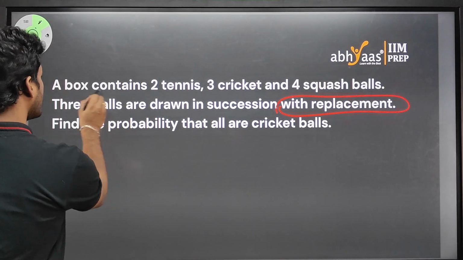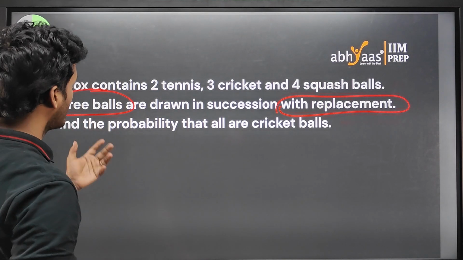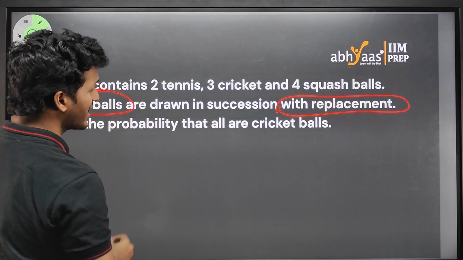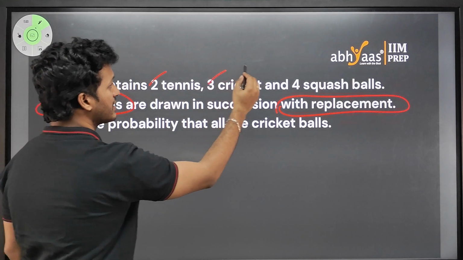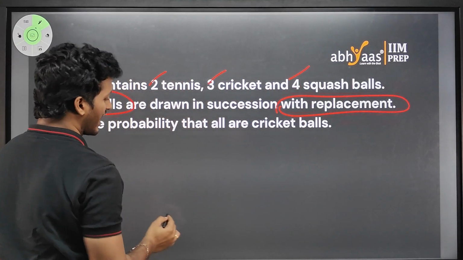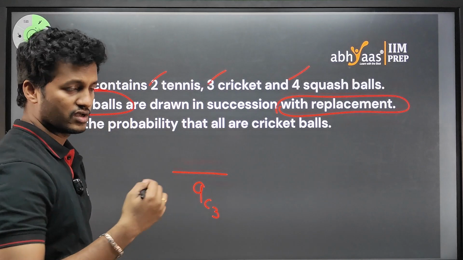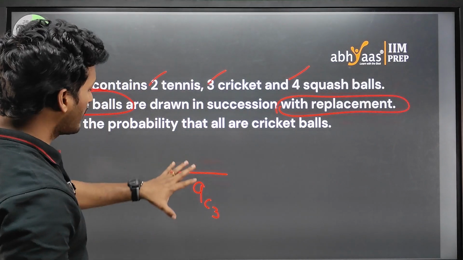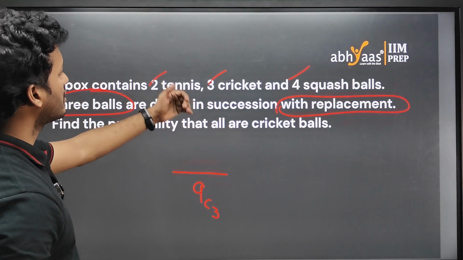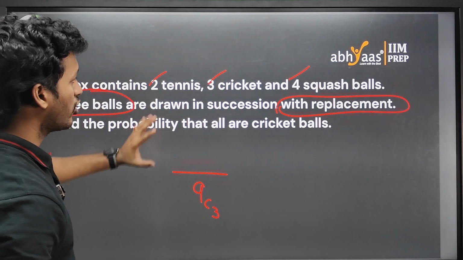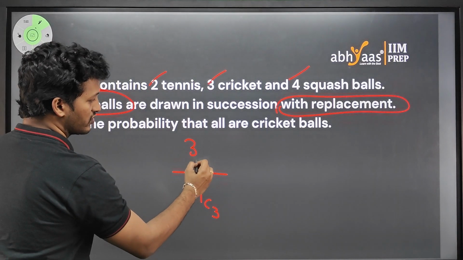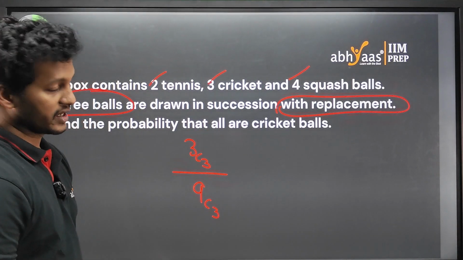How many balls are selected? 3 balls are selected. Now, if I have to select 3 balls from 2 plus 3 plus 4, that means 9 balls. 9C3 would be my sample space. So among this, what will be my chance of getting cricket balls only? It would be 3C3, right?